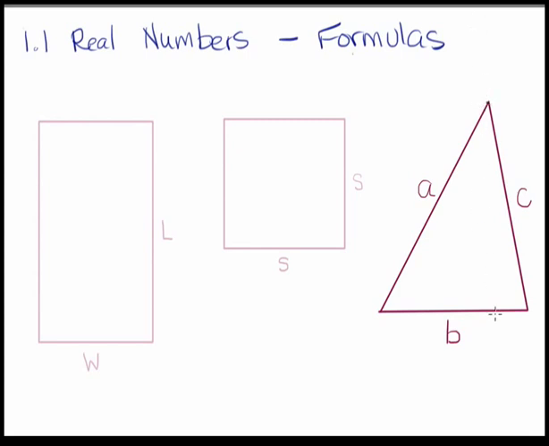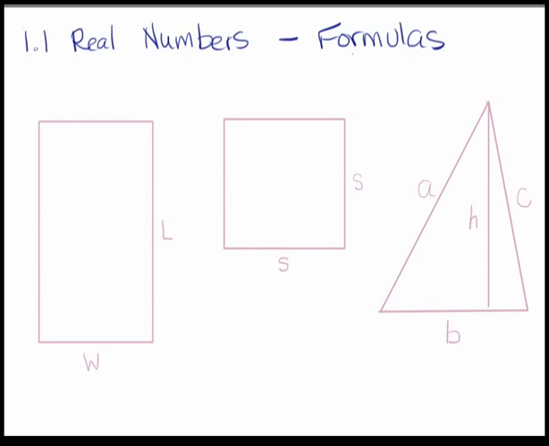We have another measurement in a triangle. From the highest point to the ground, we call this measurement H for height. This is the height of the triangle.